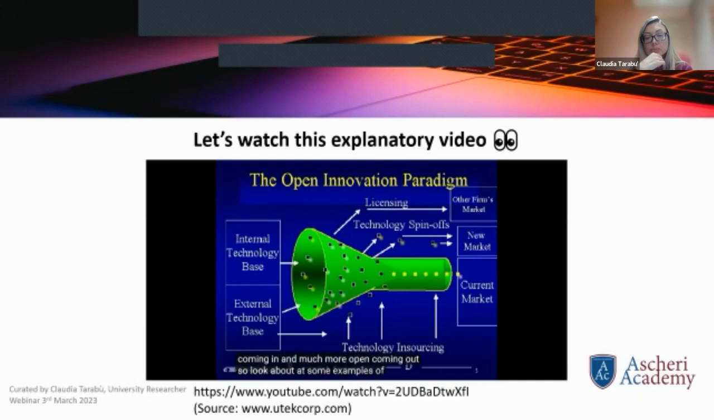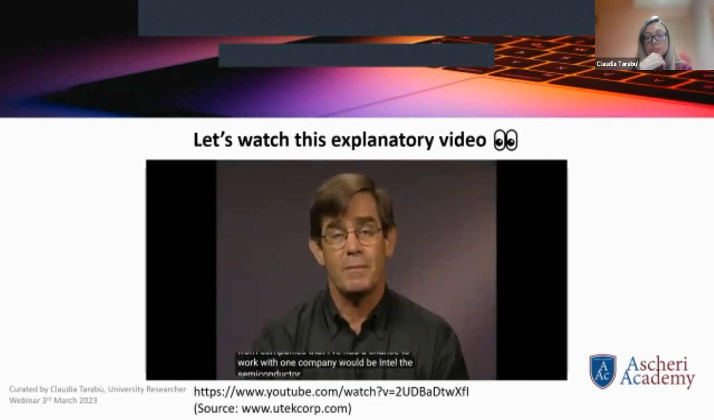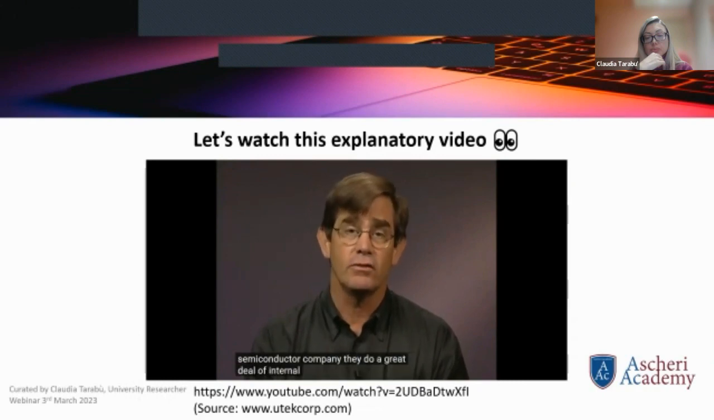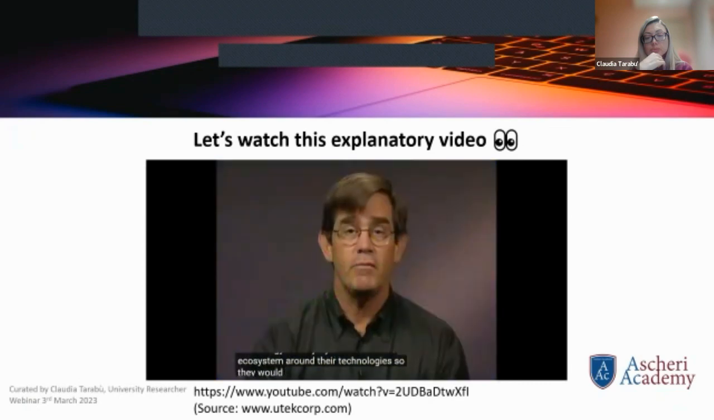So look at some examples of this from companies that I've had a chance to work with. One company would be Intel, the semiconductor company. They do a great deal of internal R&D, but in addition, they leverage and complement that internal R&D with an extensive set of programs to identify, recognize, and then transfer external ideas from technologies, from universities, startups. So they bring in a lot of external stuff to complement their internal R&D. In turn, they build platforms for others to build upon and take advantage of their technology. So they try to construct an ecosystem around their technologies. So they would be one good example.